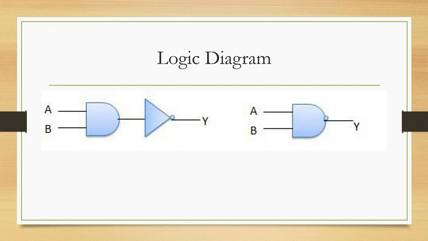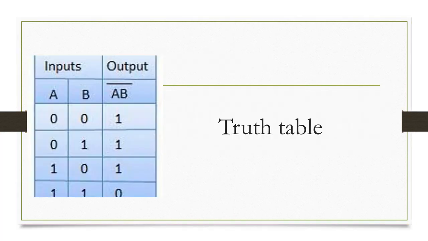The logic diagram for the NAND gate will be looking like this. Truth table: here it is. As we have said, if two inputs are low then the output will be high, and if two inputs are high then the output will be low.